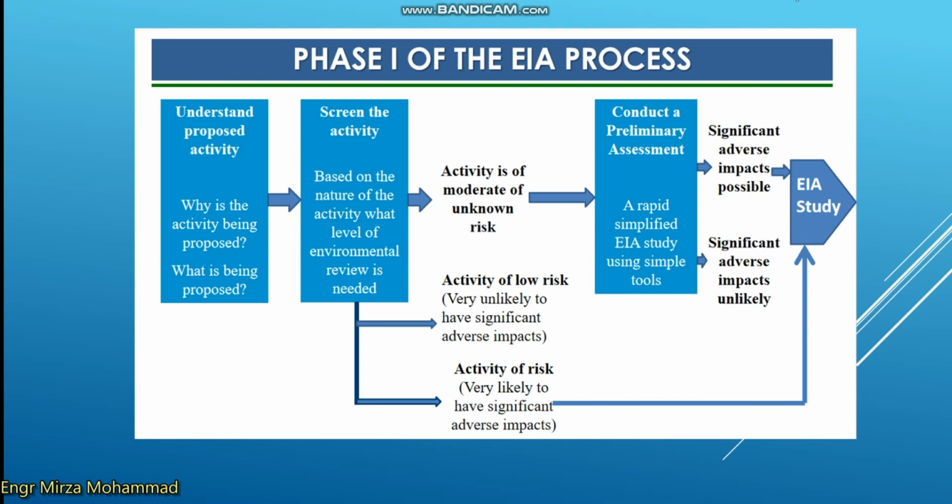But now we can see that when the activity is of moderate and unknown risk, in such case we have to conduct a preliminary assessment, and we have to use the EIA tools to simplify the unknown risk. Based on the preliminary assessment and the simplified EIA study, by using the tools, we can know what kind of adverse impact that unknown thing has. And after knowing that significant impact, we can conduct the EIA studies in case of moderate and unknown risks. So that's how phase one of the EIA process, or screening, is done.